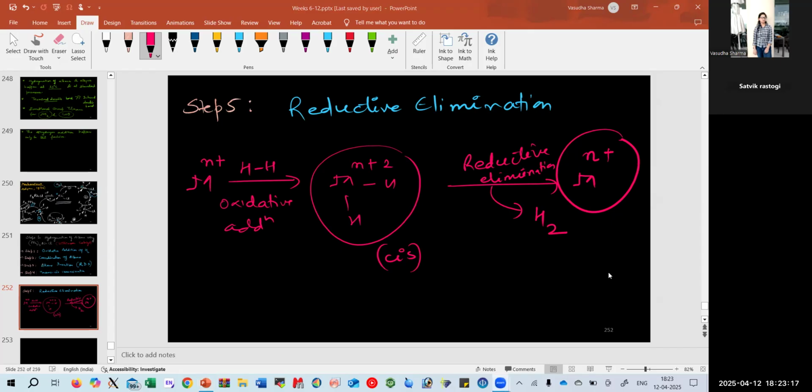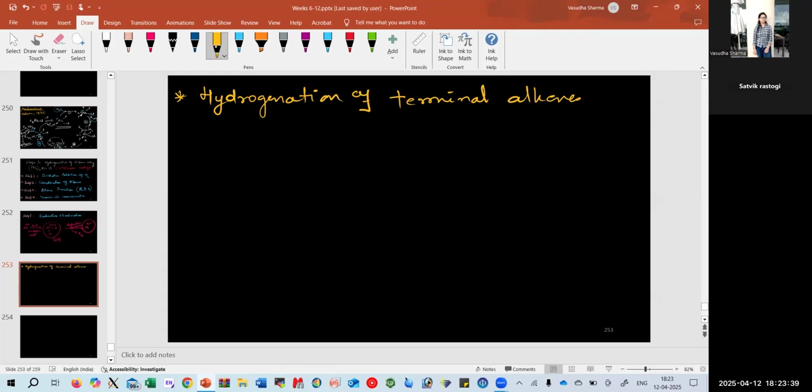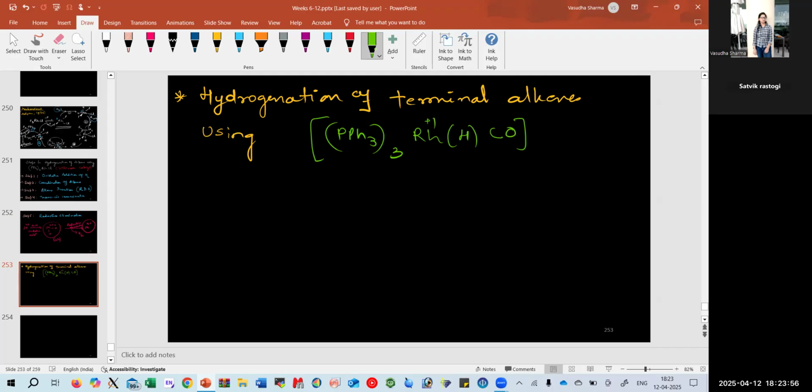Okay. So now we can move on to another catalyst that can be used for terminal alkenes. So the topic would be hydrogenation of terminal alkenes using PPh3 thrice sodium HCO. So this is the catalyst now. Again, it's in the +1 oxidation state because of the one hydride.